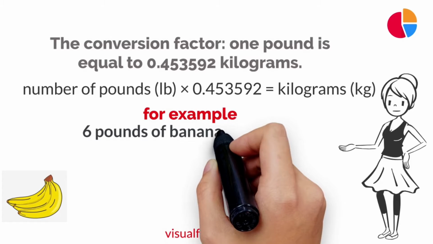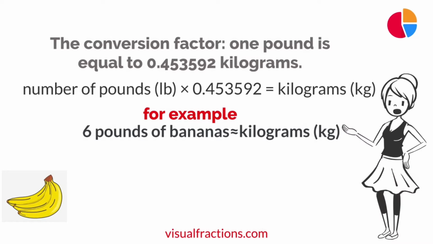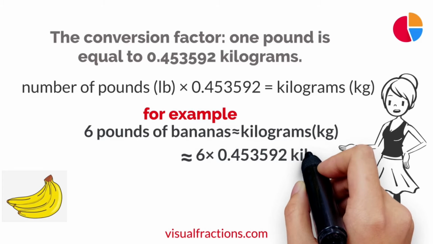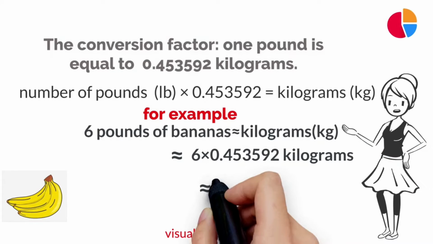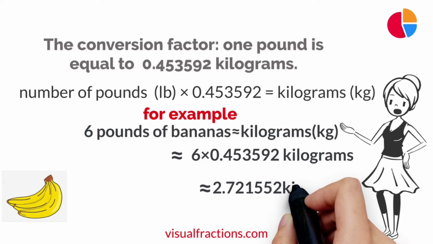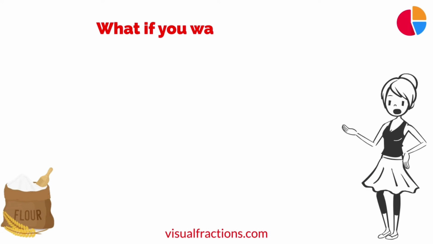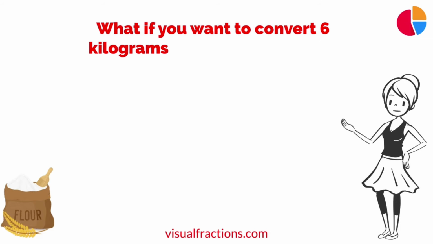Suppose you have 6 pounds of bananas that you need to convert to kilograms. We start by multiplying 6 by 0.453592. This gives us approximately 2.721552 kilograms.